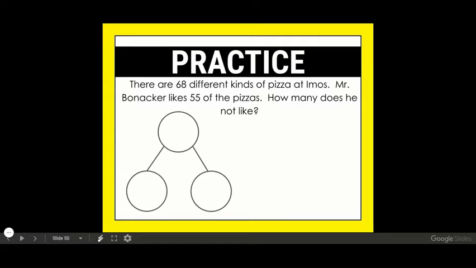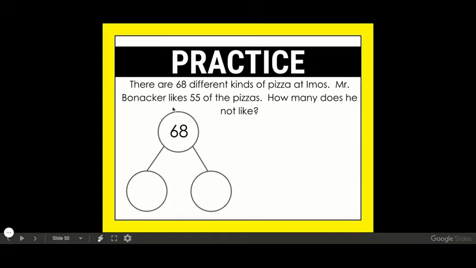So I need to think about, what do I have? Do I have my whole or do I have my parts? So when it says there are 68 different kinds of pizzas at Emo's, is that the total that they have or just the part? Well, it would be the total. So I'm going to put that in my whole.